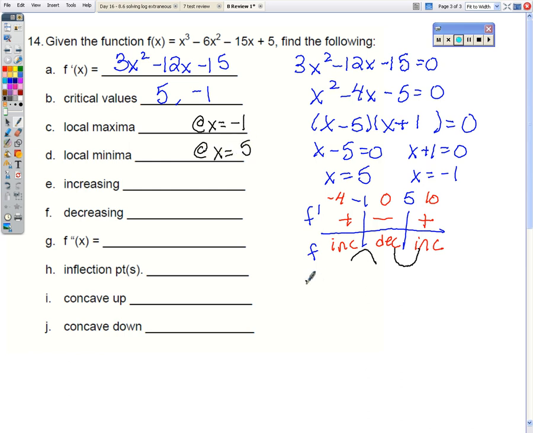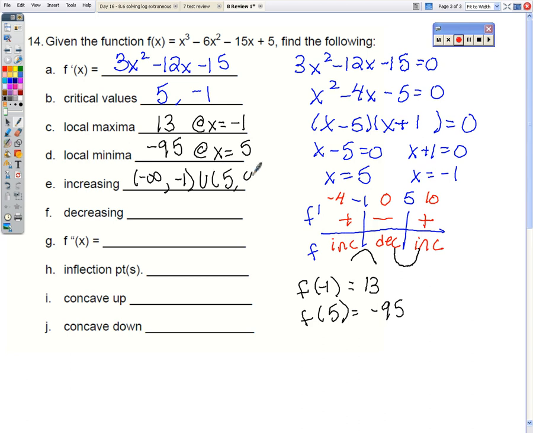But we have to find that actual y value. So using my original function, f of x, when I plug in negative 1, I get 13. And when I plug in 5, I get negative 95. We're increasing from negative infinity to negative 1 here, and again from 5 to infinity. We're decreasing between negative 1 and 5.